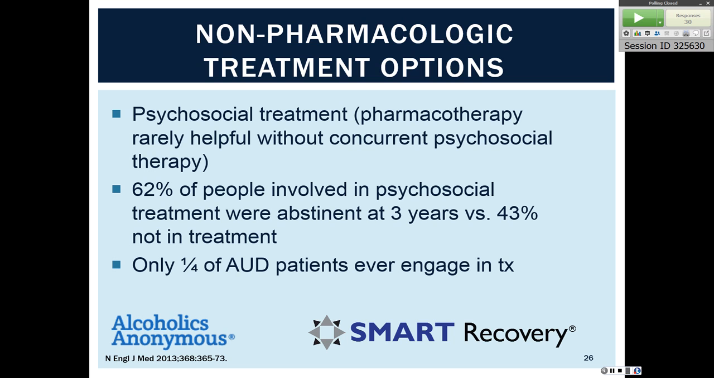In a study published in the New England Journal in 2013, two-thirds of people who were involved in psychosocial treatment, and that's basically some sort of therapy, there are a lot of different types of therapy and a lot of supportive therapies that go into helping people with substance use disorders, were abstinent at 3 years versus only 43% who didn't engage in treatment at all. So significantly over half versus significantly under half. We know that psychosocial treatment definitely works and helps people. Unfortunately, only about 25% of people with alcohol use disorder ever actually engage in that treatment.